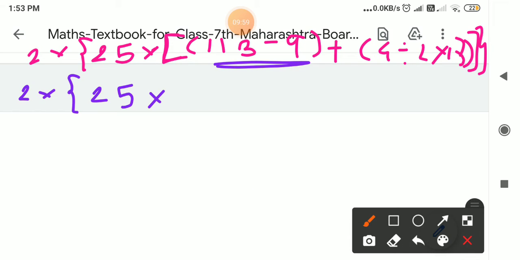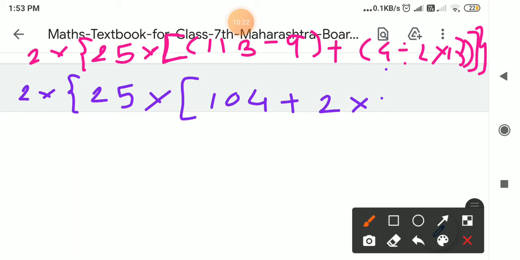Okay, so what is the subtraction of 113 minus 9? Its answer is 104. Okay, so this bracket we solve first. Here the square bracket is there. Once a bracket is solved, it's not necessary to write the bracket again. So into square bracket, this bracket we solved, its answer is 104, plus now 4 divided by 2, its answer is 2, into 13.